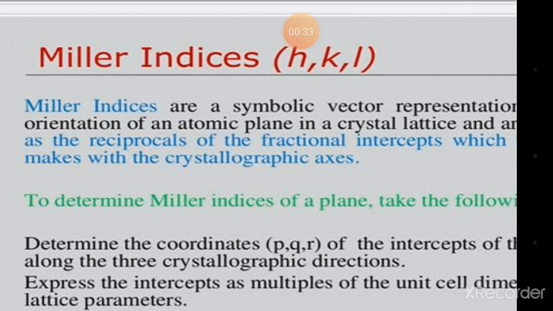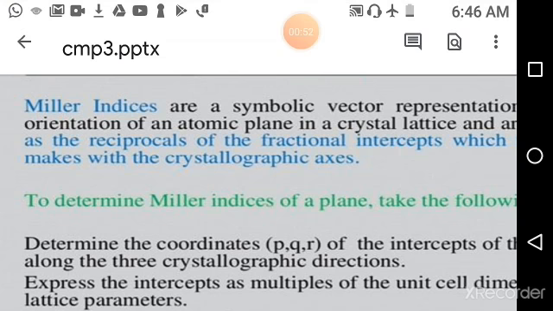First one, determine the intercepts of the plane along a, b, c. Second one, invert the intercepts, that is, write the numbers as their reciprocals. Third one, if the result is fractional, multiply by the lowest common denominator.